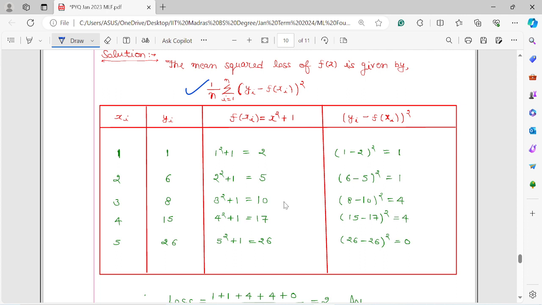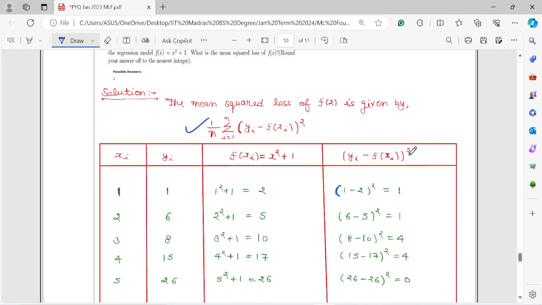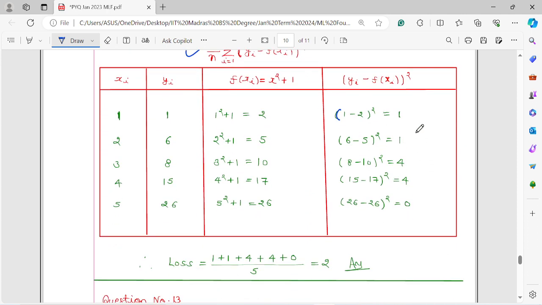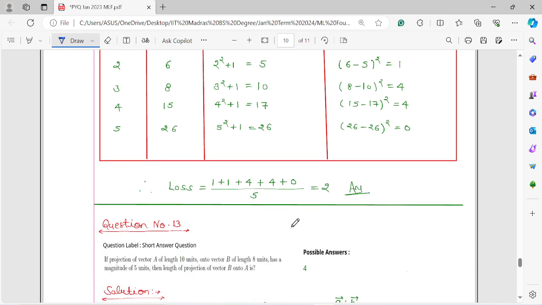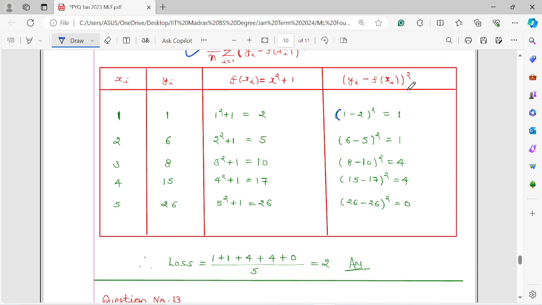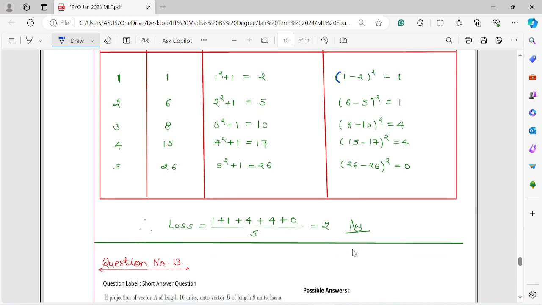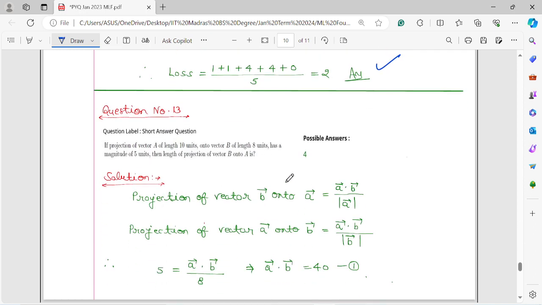I have taken this expression and calculated its value, which is 1, 1, 1, 4, 4, 0. Simply, you can calculate the loss by summing all these values and dividing by the number of data sets. The number of data sets is 5, and the sum of all these points is 10. 10 divided by 5 is 2. The answer is 2. So let us proceed with problem number 13.